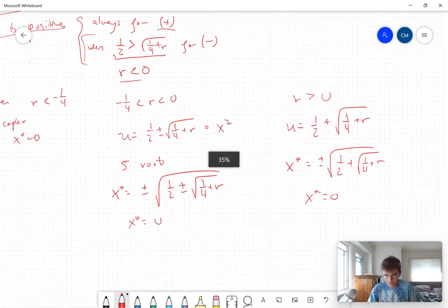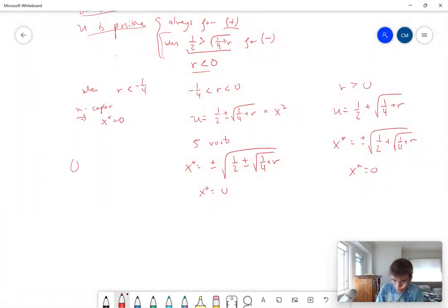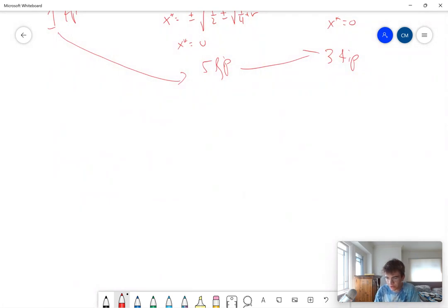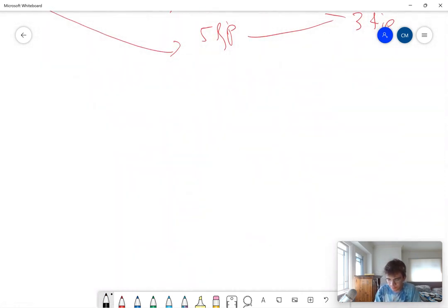Okay, so graphically, we have one fixed point here, 5 fixed points in this case, and then 3 fixed points in the case where r is greater than 0. Whenever the number of fixed points changes, we can be pretty certain that a bifurcation is happening, because something about the behavior of our system is changing and fixed points are either being born or destroyed, okay? And so it's really interesting that here we go from 1 directly to 5, and then we go to 3 fixed points. So let's try to draw a bifurcation diagram and see what this might look like graphically.